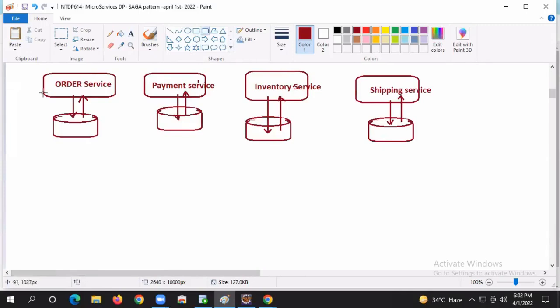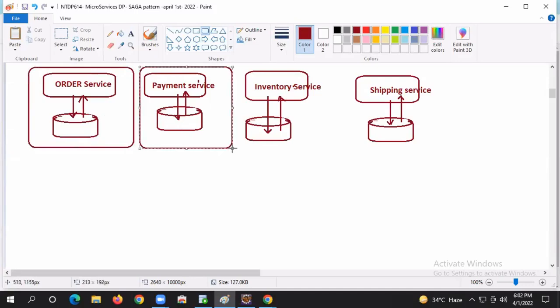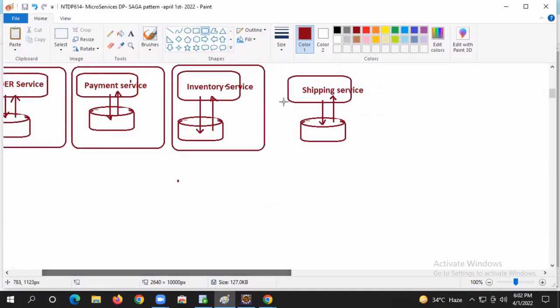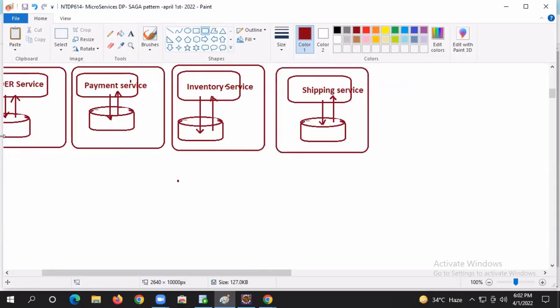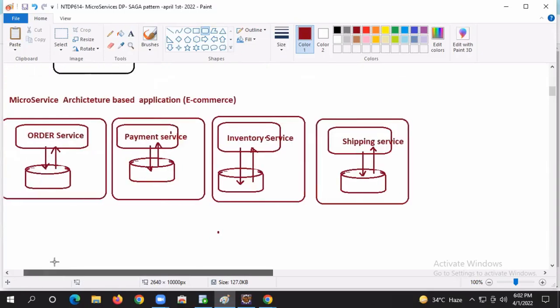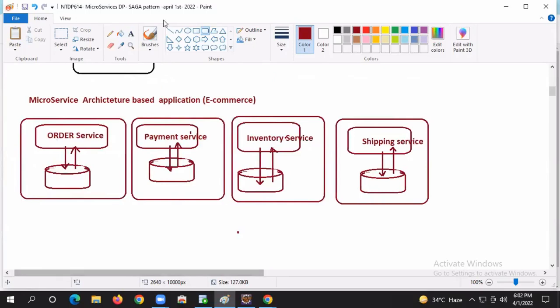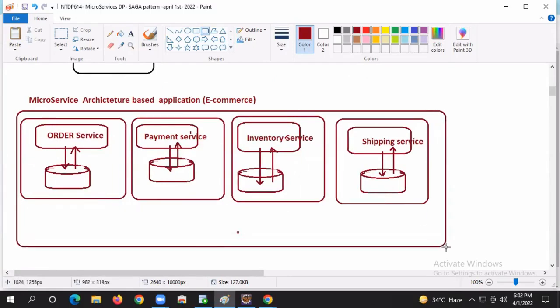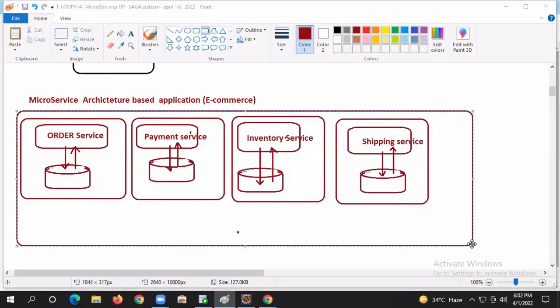Yes. Here is my transaction A, guys. Here is my transaction B. Here is a separate transaction. But all together, I want to treat them as one big transaction. Are you understanding my statement, guys?